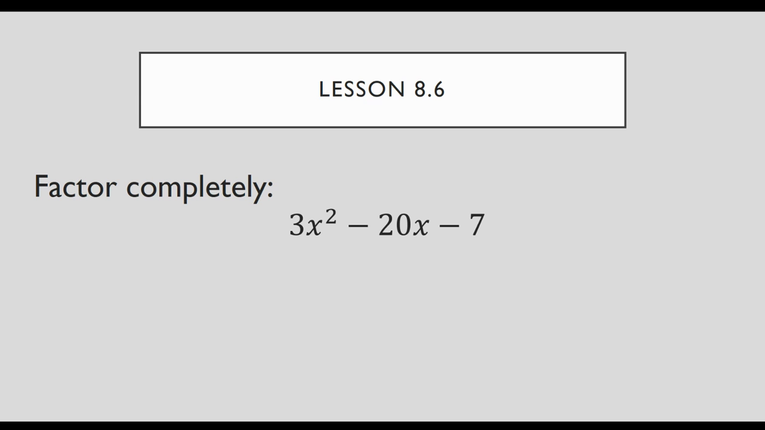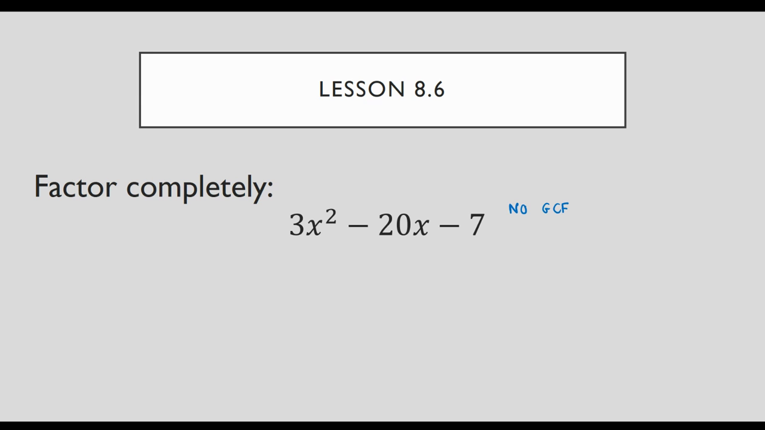All right, moving on to lesson 8.6. Once again, we're asked to factor completely. First step is to look for a GCF. So I think 3 is the smallest number between all of these numbers. But if I start trying to break them down, I can't find 3 times a number to get me 20. I can't find 3 times a number to get me 7. So unfortunately, I don't have a number in common. 7 doesn't have a variable, so there is no GCF.